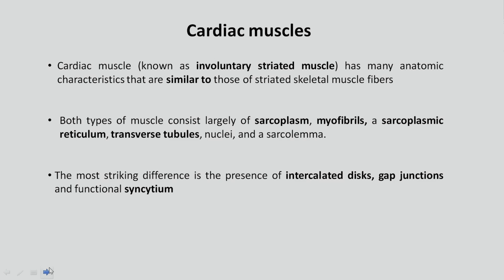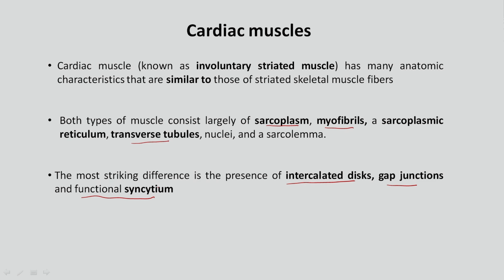Cardiac muscle, like smooth muscle, is also involuntary in nature, and it consists largely of sarcoplasm, myofibrils, sarcoplasmic reticulum, transverse tubules and sarcolemma. The most striking difference is the presence of intercalated discs and gap junctions, and it acts as a functional syncytium.